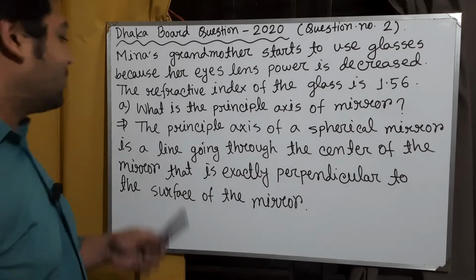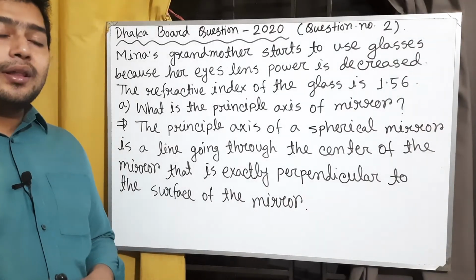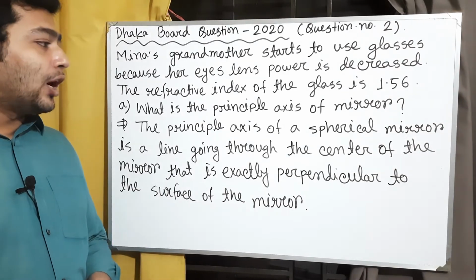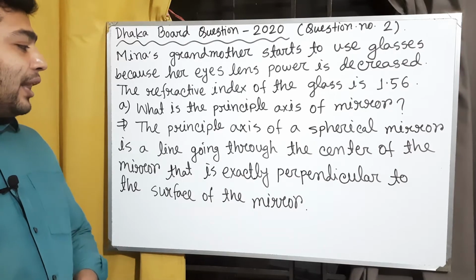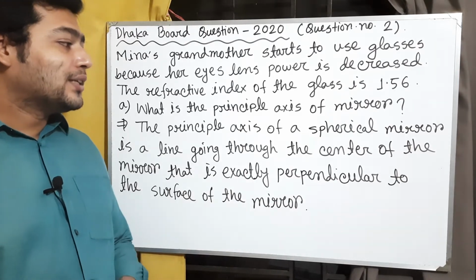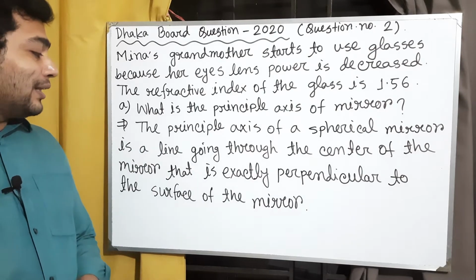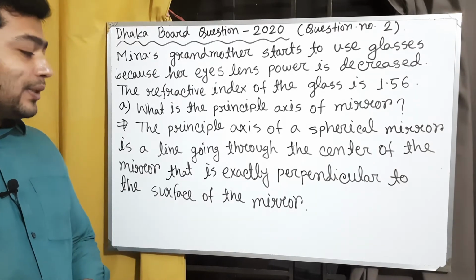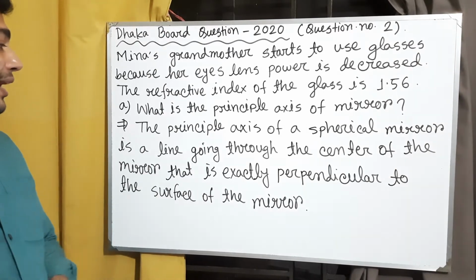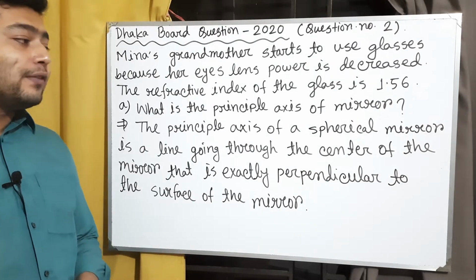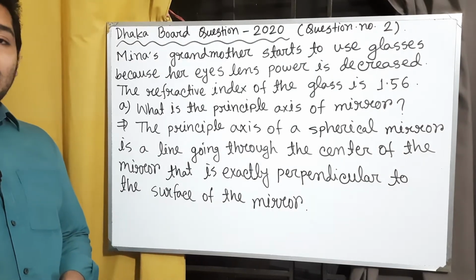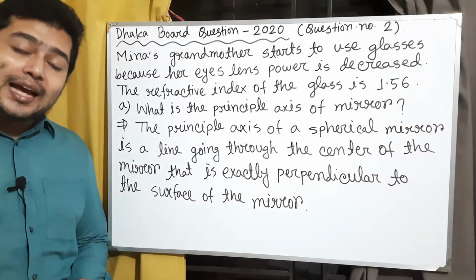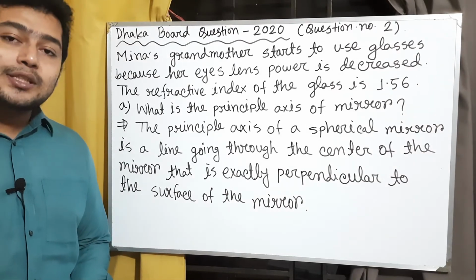Our question A is, what is the principal axis of a mirror? The answer is, the principal axis of a spherical mirror is a line going through the center of the mirror that is exactly perpendicular to the surface of the mirror. I'll repeat it again: the principal axis of a spherical mirror is a line going through the center of the mirror that is exactly perpendicular to the surface of the mirror.